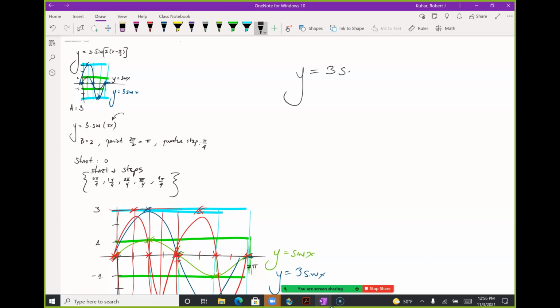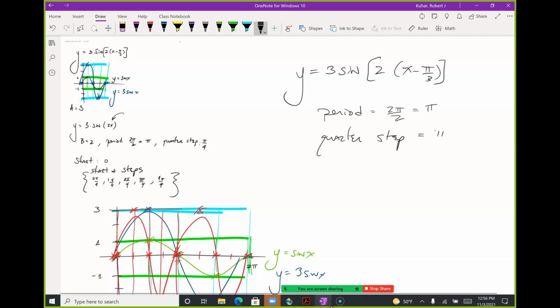Y equals 3 sine of 2 times quantity of x minus pi over 3. We had already figured out that the period was, what, 2 pi over 2, was pi, right? And that our quarter step is pi over 4. I always just take the period divided by 4. And what's my start now? What's that value of c? Pi over 3. Nice, pi over 3.